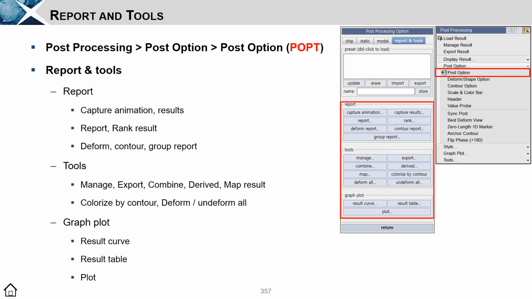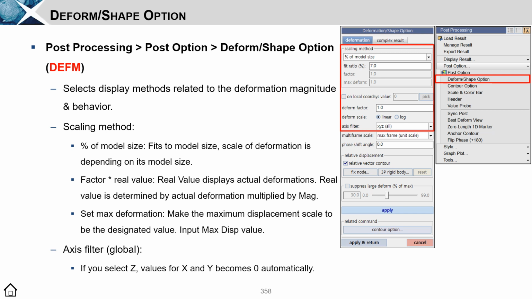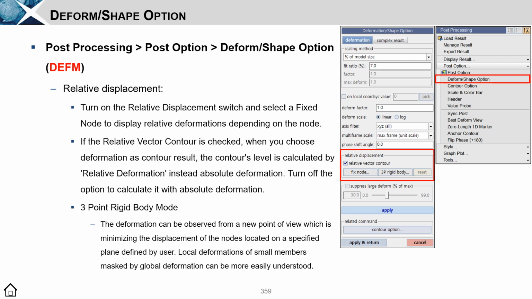This menu summarizes the report's graphs and useful tools. You can refer to the command for a description of the function. You can change the scaling method of deformation and select display methods related to the deformation magnitude and behavior. You can calculate displacements based on the specified coordinate or use the axial filter function to display results only for the desired axis. If you define the fixed node, it displays relative displacement depending on the node by using the relative displacement option.